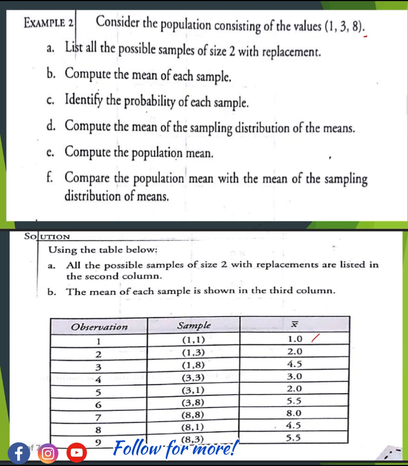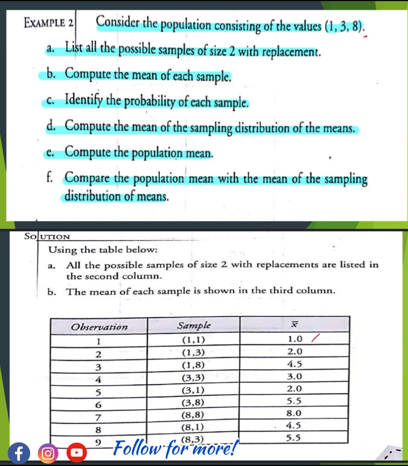For example number 2, consider the population consisting of the values 1, 3, and 8. Question A, list all the possible samples of size 2 with replacement. Question B, compute the mean of each sample. Question C, identify the probability of each sample. For letter D, compute the mean of the sampling distribution of the means. For letter E, compute the population mean. And for letter F, compare the population mean with the mean of the sampling distribution of the means.